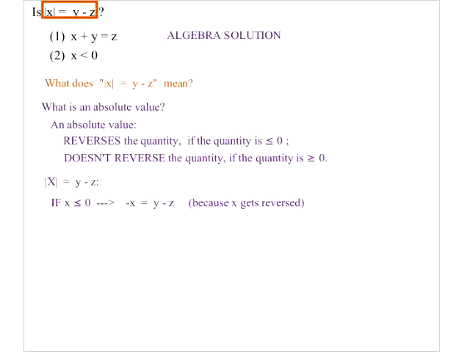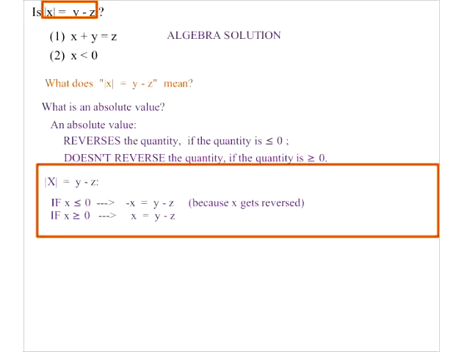So you just have the regular equation. Notice that the case where x is 0 is double represented here, but those are the same. If x is 0, then both of these are true, because negative 0 and positive 0 are the same. So that's what this means.